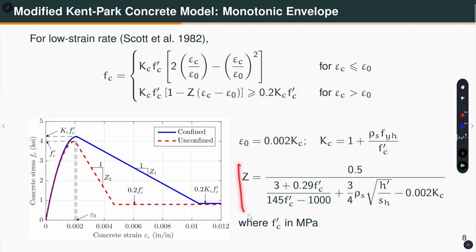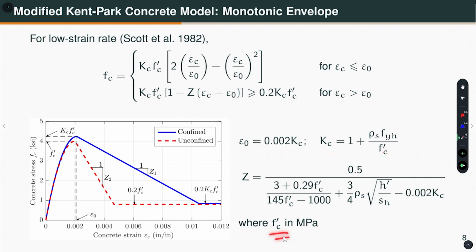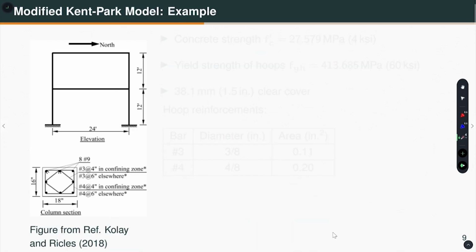And Z is given by this empirical equation where Fc prime must be in MPa, because there are numbers which have no unit. So, therefore, this is purely an empirical equation. You must enter this with Fc prime in MPa. Okay. What are the parameters involved? There is H prime, there is rho s, and there is SH. We shall see what are these parameters through an example. Okay. So, let us take an example.